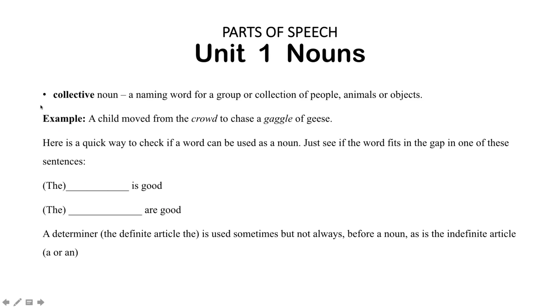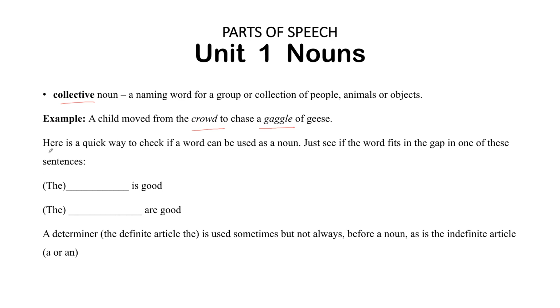The last type is the collective nouns, and as the name suggests, these are naming words for a group or collection of people, animals or objects. And our example sentence is simple. A child moved from the crowd to chase a gaggle of geese. Both these terms are collective nouns.